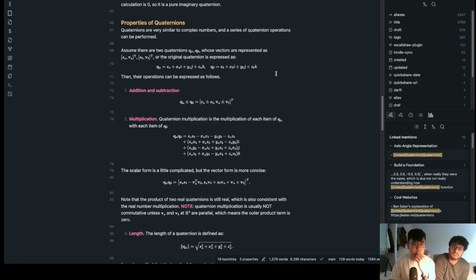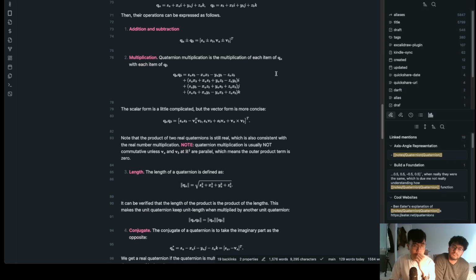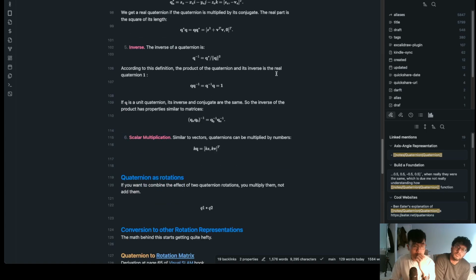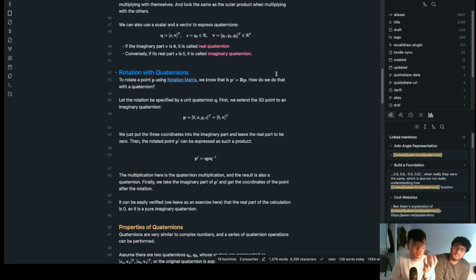Properties: addition, multiplication. But yeah, you can see multiplication is defined differently than how multiplication is defined in general. Conjugate, inverse.